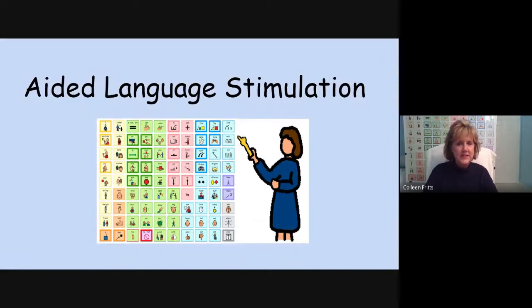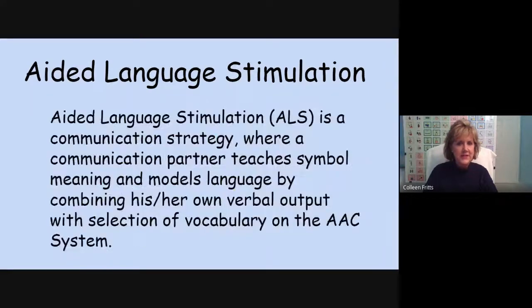So the next thing we want to talk about is aided language stimulation. Big title, but it basically means modeling. So let's look at the definition. Aided language stimulation is a communication strategy where a communication partner teaches symbol meaning and models language by combining his or her own verbal output with selection of vocabulary on the AAC system.